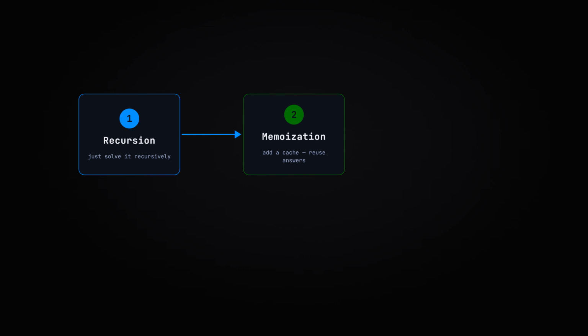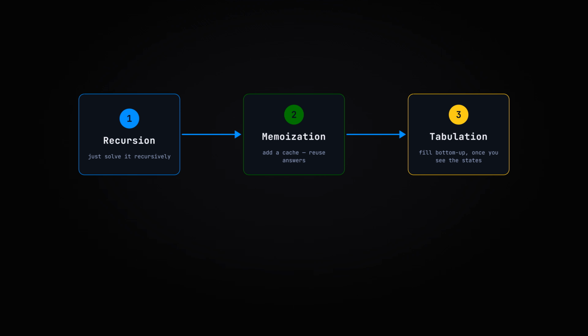Once the recursive solution is correct, converting it into memoization is usually a very small change. You are simply adding a cache so previously computed answers can be reused. After memoization, converting that solution into tabulation becomes much easier because you already understand the dependency between the states. So the order is recursion, then memoization, then tabulation, not the other way around.